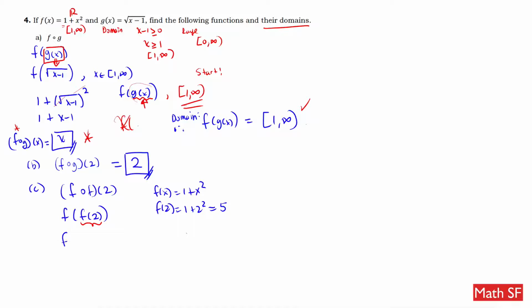So we're going to have f of 5 now. What will be f of 5? F of 5 is 1 plus 5 squared, which 5 squared is 25, plus the 1 there is going to be 26. Therefore, f of f of 2 is equal to 26. Now let's do part D. In part D, they're asking you to find f over g.